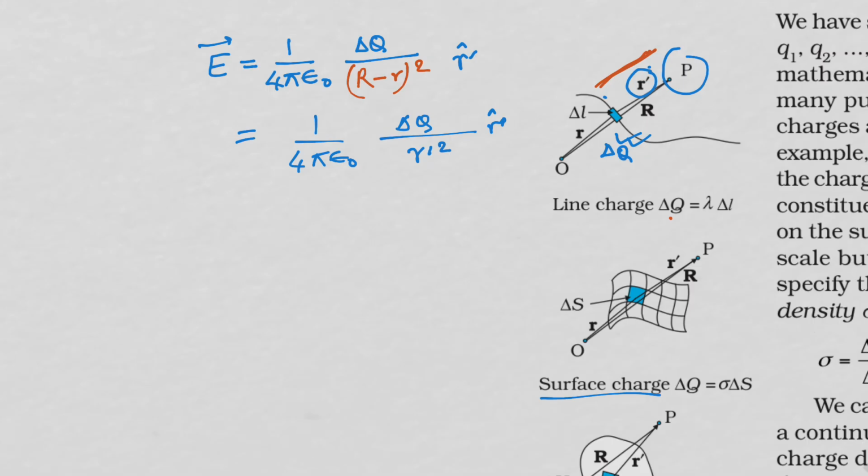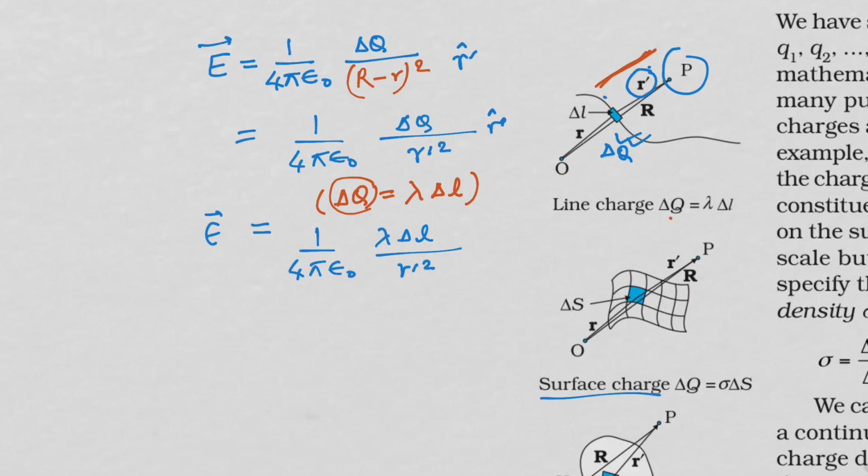But we know that delta Q is actually delta L multiplied by lambda. So instead of delta Q, we will be writing lambda delta L. So our electric field will be 1 upon 4 pi epsilon naught, lambda delta L divided by r dash square, a scalar here, only the magnitude, and then attach a direction element.